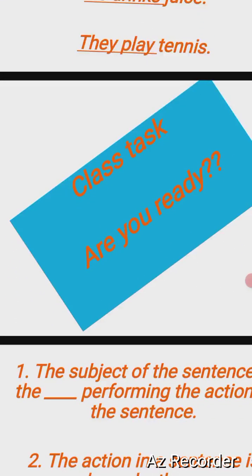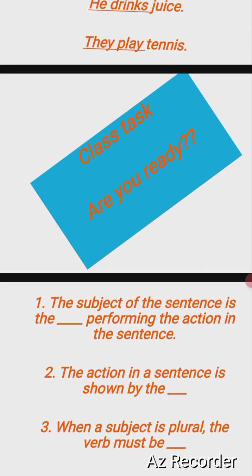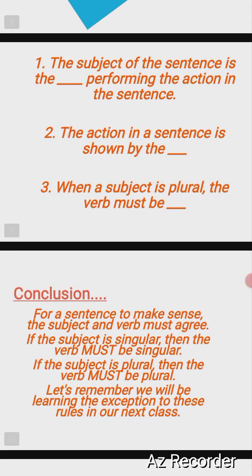Now we go to our class task. Are you ready? The first question says, the subject of the sentence is the dash performing the action in the sentence. We learned that. The action in a sentence is shown by the dash. When a subject is plural, the verb must be dash.